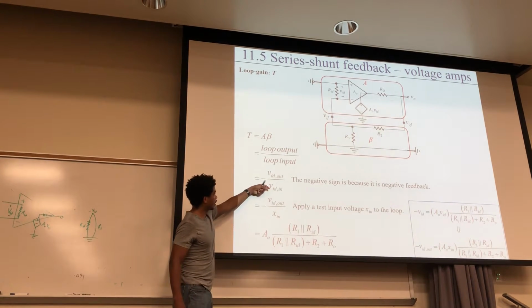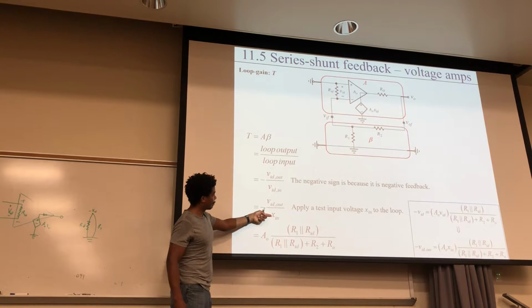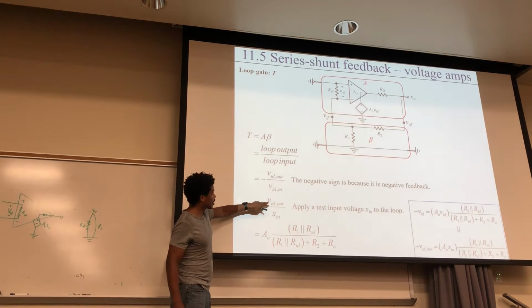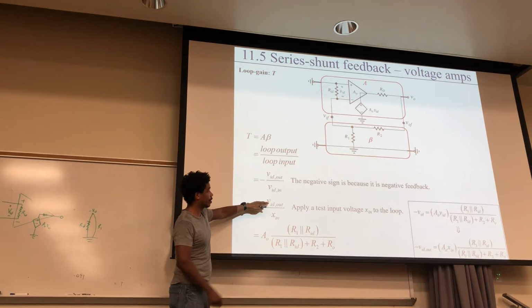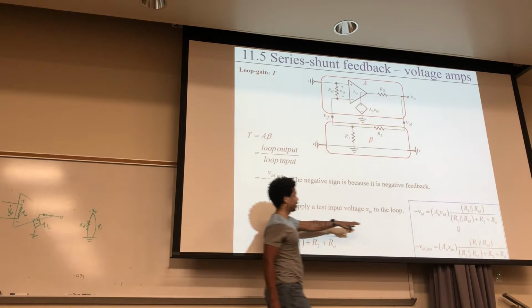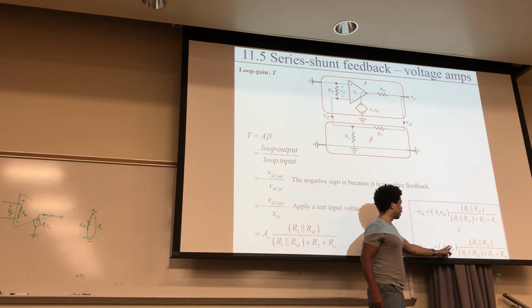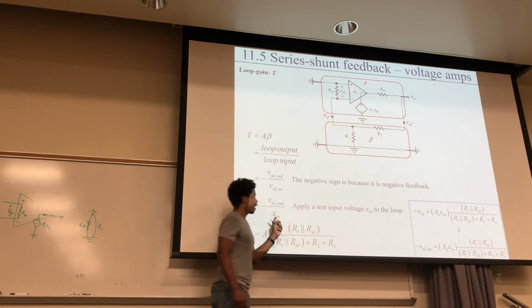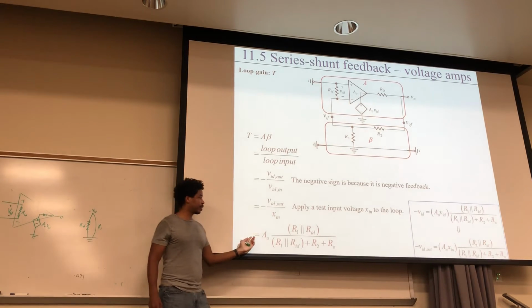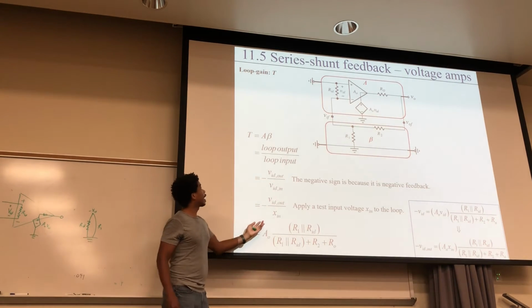So that's why this became that. Well, this has already been found out over here, right? And I'm just dividing it by IN. And so this IN on the numerator and that IN on the denominator cancel out. And then this is what I get back for my loop gain.